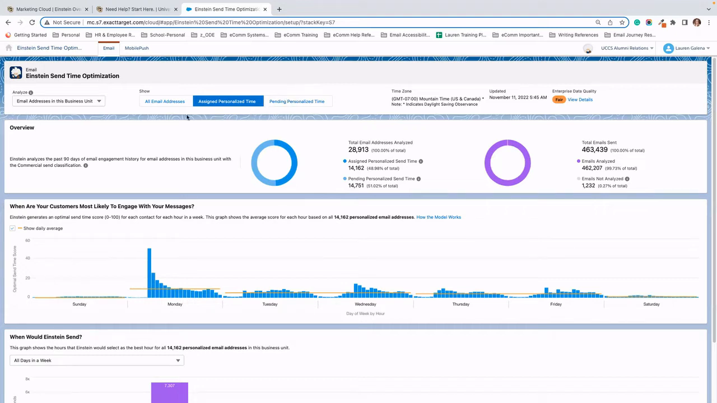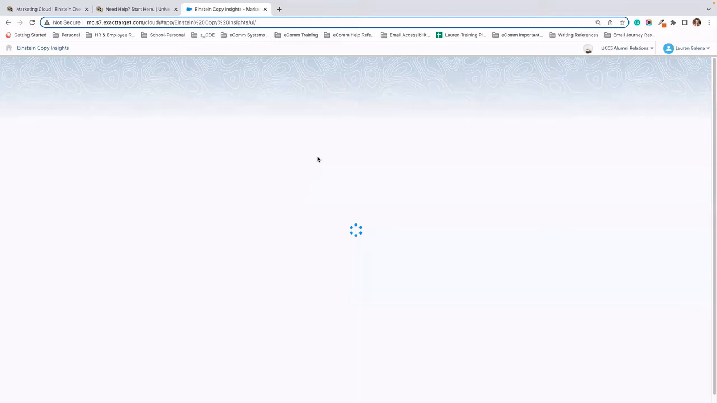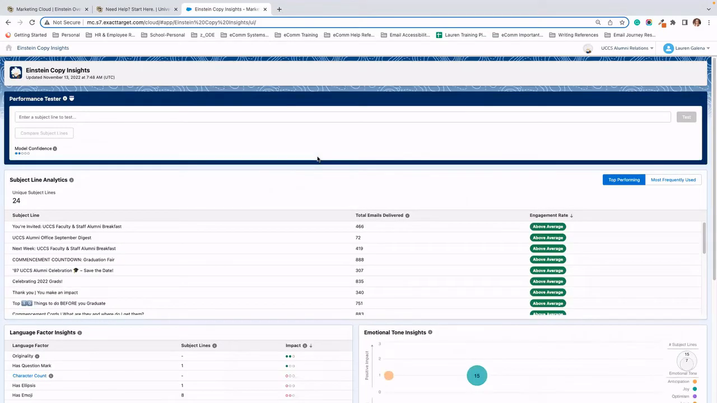All right, we will move on for the sake of time to copy insights. So to get there again, we go over to Einstein, go down to copy insights. And this tool reviews up to 90 days of rolling email engagement data, analyzes the performance, and returns insights on how to make your subject lines more impactful to increase engagement. So this performance tester tool at the top, we're going to talk about that next. So ignore that for now, and we'll look at the subject line analytics and the other widgets below.